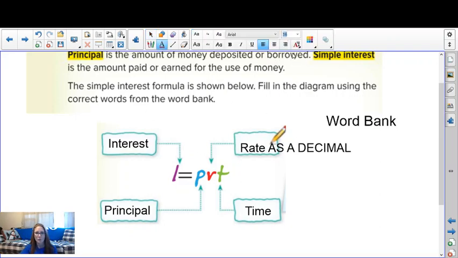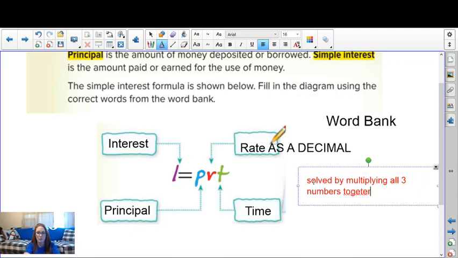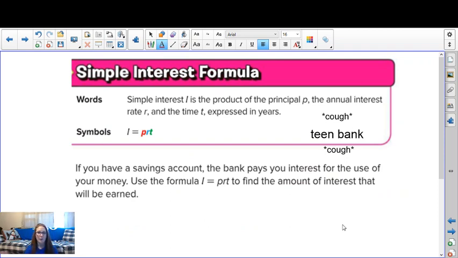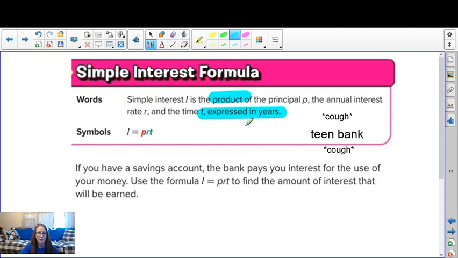So this will be solved by multiplying all three numbers together. Okay. Simple interest is the product. Again, using our key mathematical skills that we've learned. Product, we know product is multiplying. We just talked about that. Of the principal, the annual interest rate, and the time expressed in years. That's kind of a big thing too. T being expressed in years.